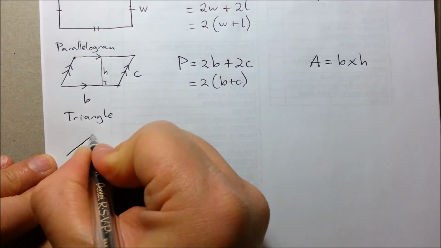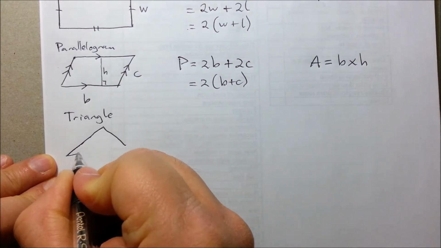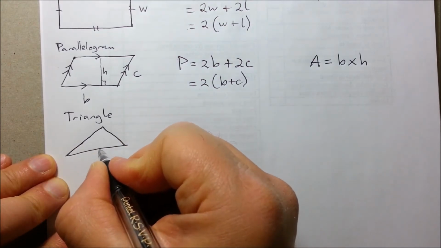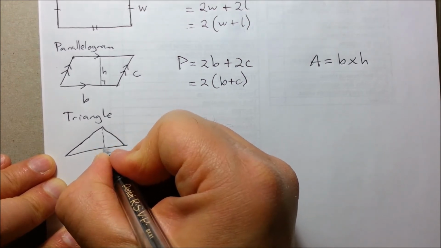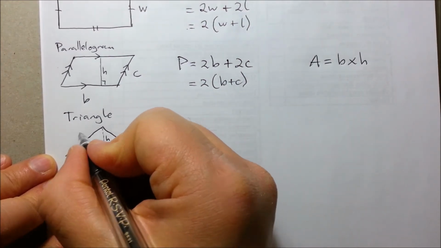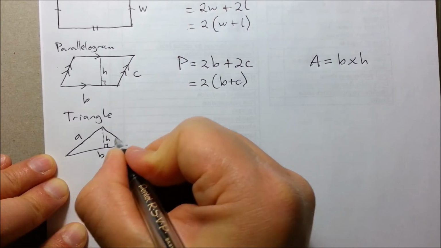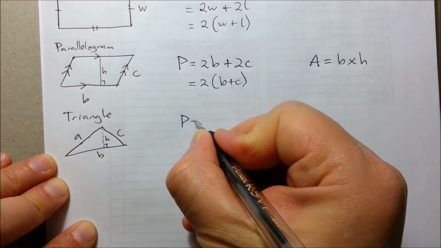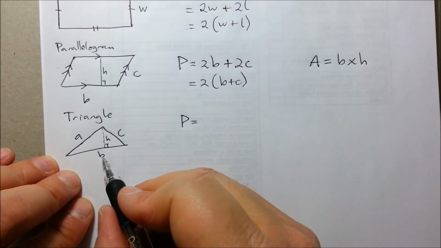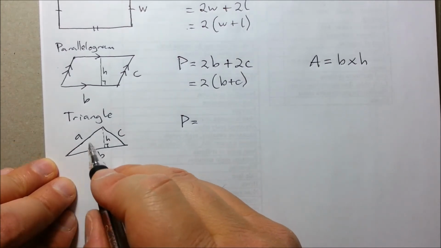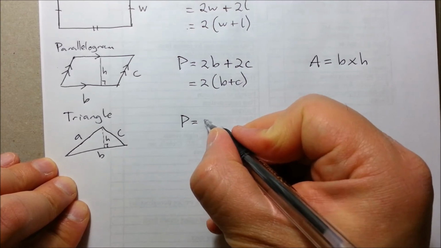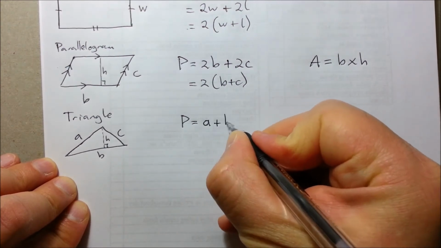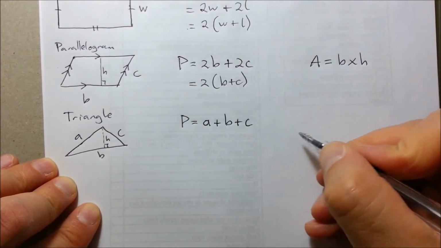Just a rough sketch on your notes. Make sure you do this. We're going to call this our height. This is side length A, side length B, side length C. And what's the perimeter here? Well, the perimeter would be, you add all three sides. Now, we don't know whether these sides are the same or not, so for the triangle, we just have to do this. Add all three sides.